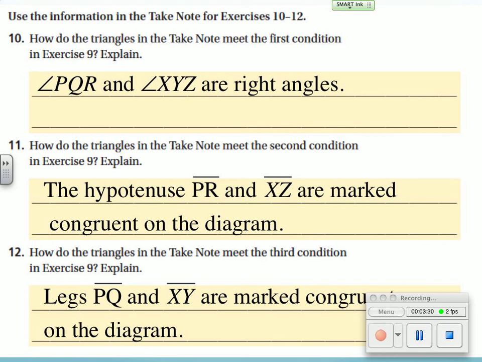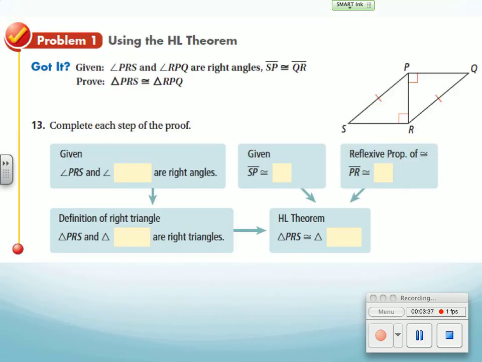Hypotenuses is spelled wrong there. It should have an S on it. But they are marked congruent on the diagram. Likewise, the legs are marked congruent on the diagram. Since they're marked congruent, they meet all the conditions listed there. Continuing on, using the hypotenuse leg theorem.